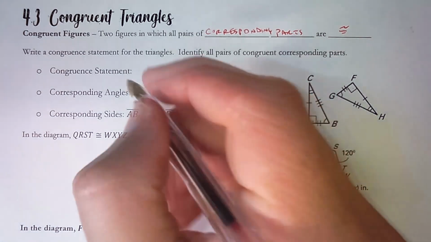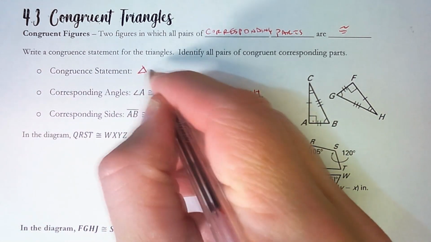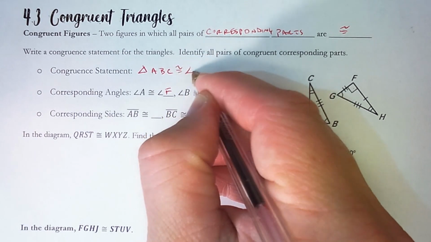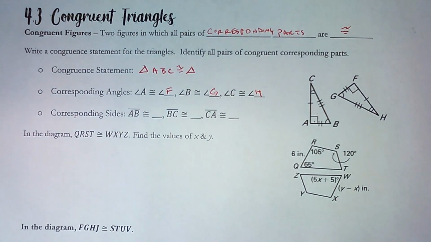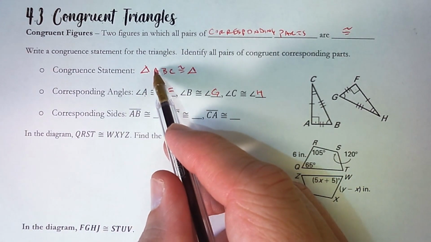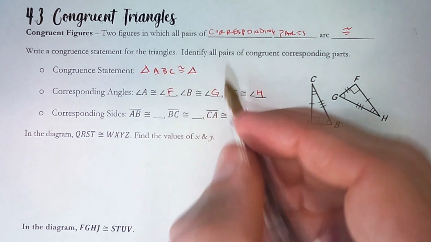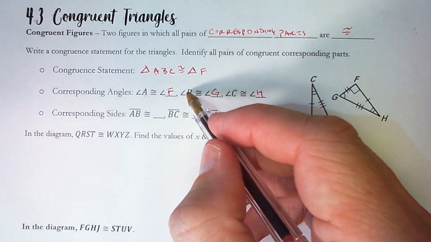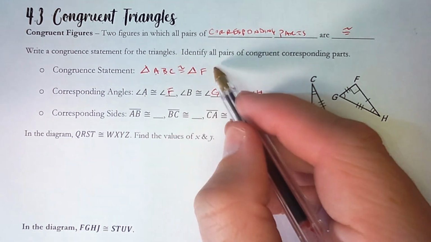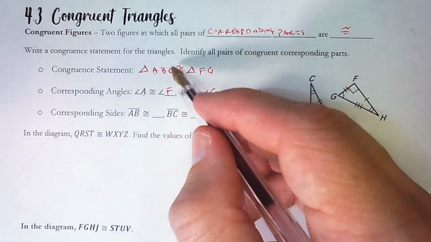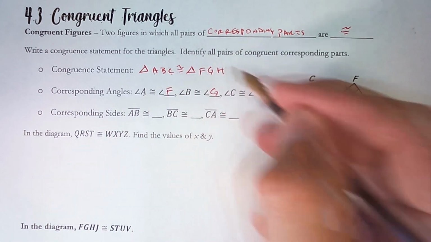So for the congruence statement, I will say triangle ABC is congruent to triangle. Now when we write a congruence statement, it should be in corresponding order. So if angles A and F are congruent, then since I have A first, I need F first over here. And then B is congruent to G. B is second, so G is second. And then C and H are congruent. C is third, so H is third.